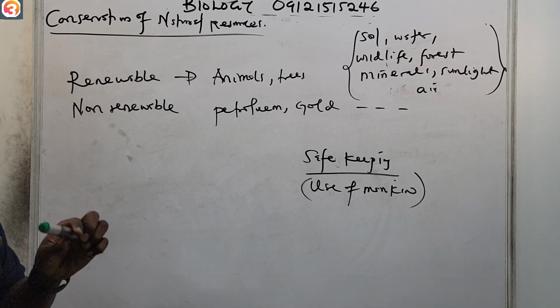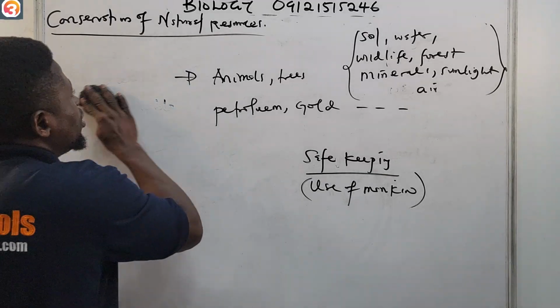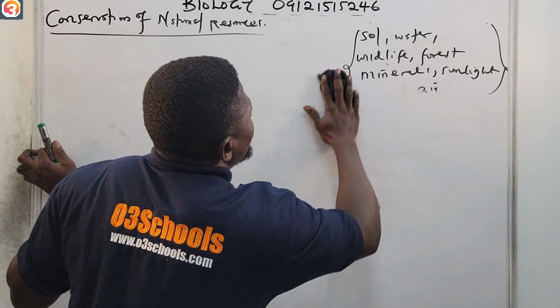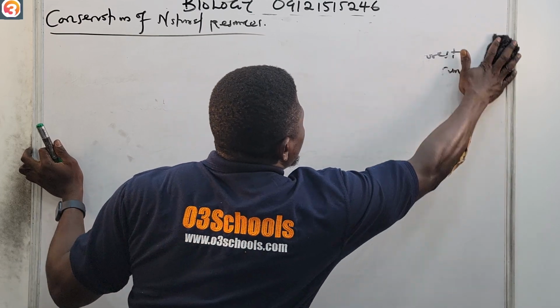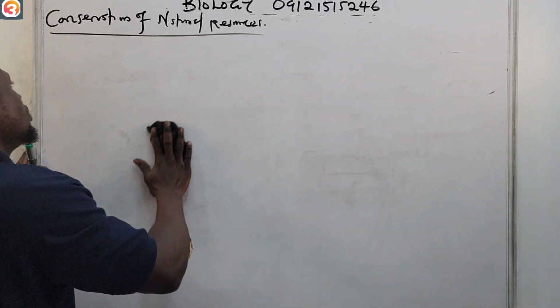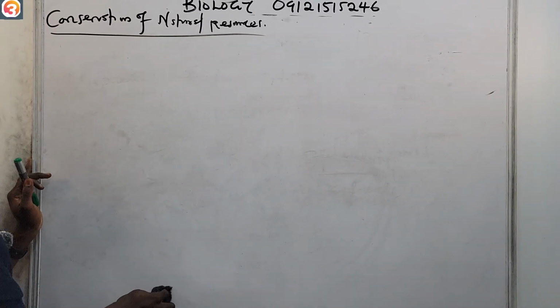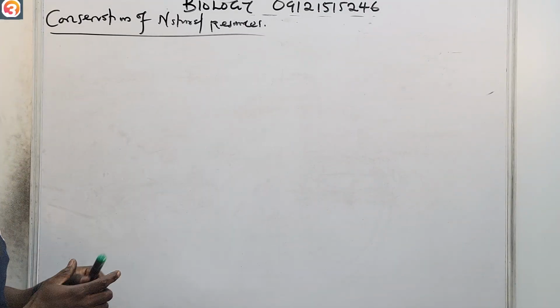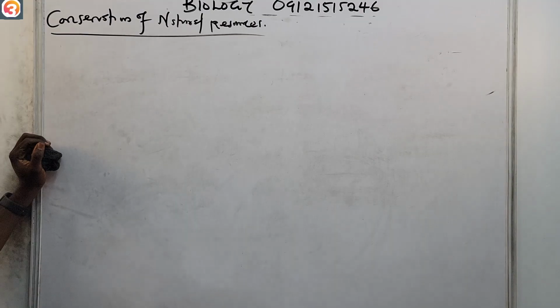Now let us quickly talk about conservation of soil. Conservation of soil is just the safekeeping of our soil. So we have to avoid some practices so as to keep our soil safe.